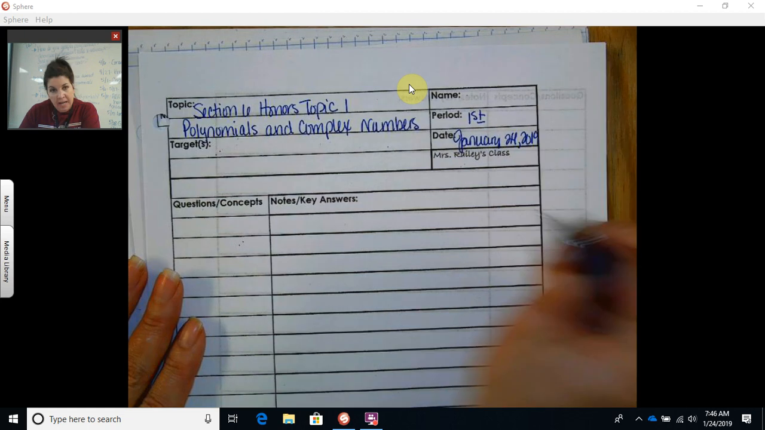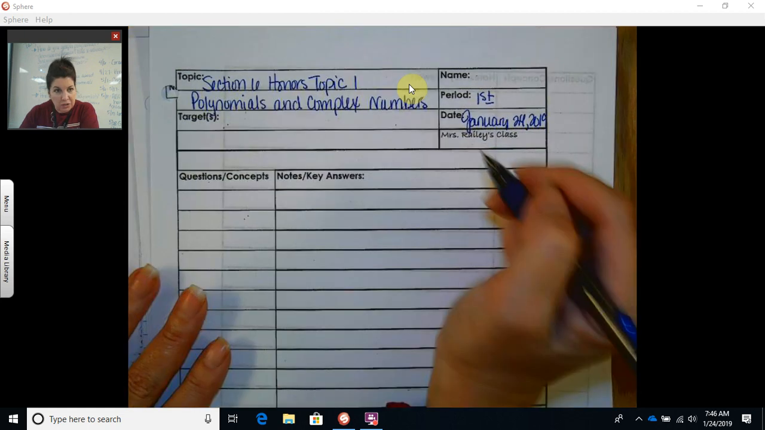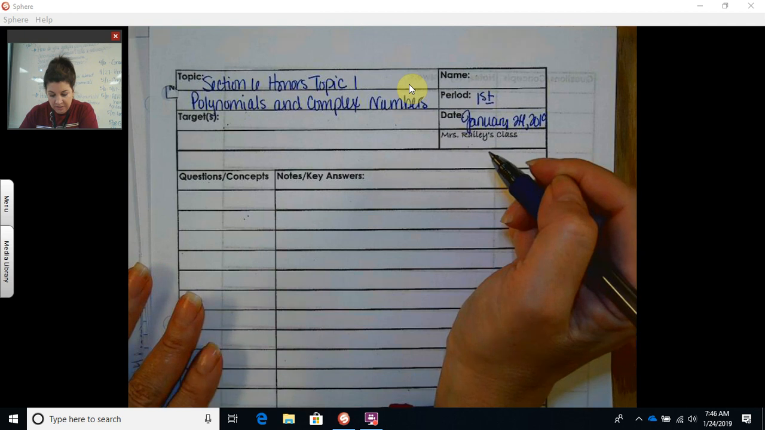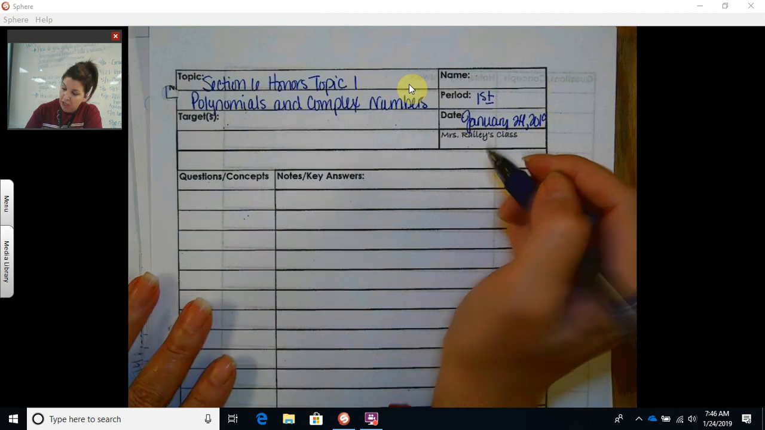And my target, what I want you to learn after this lesson, is how do you factor the sum of squares?